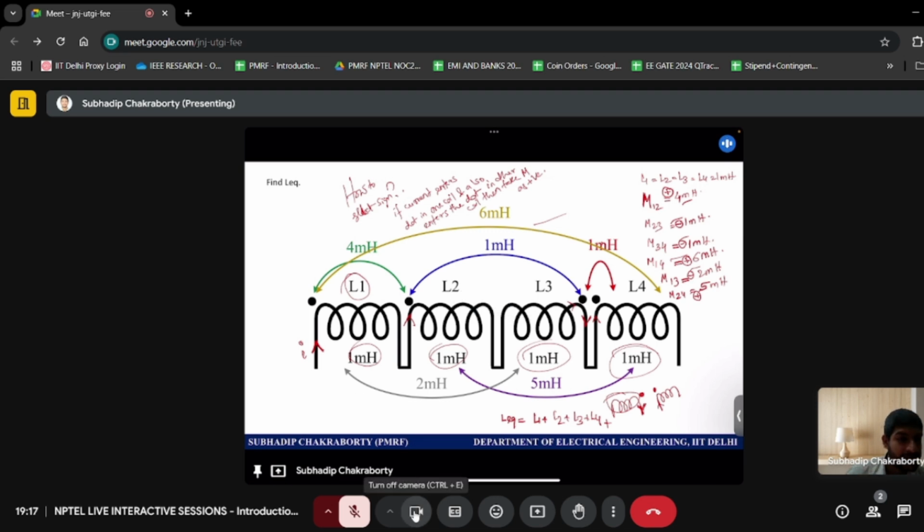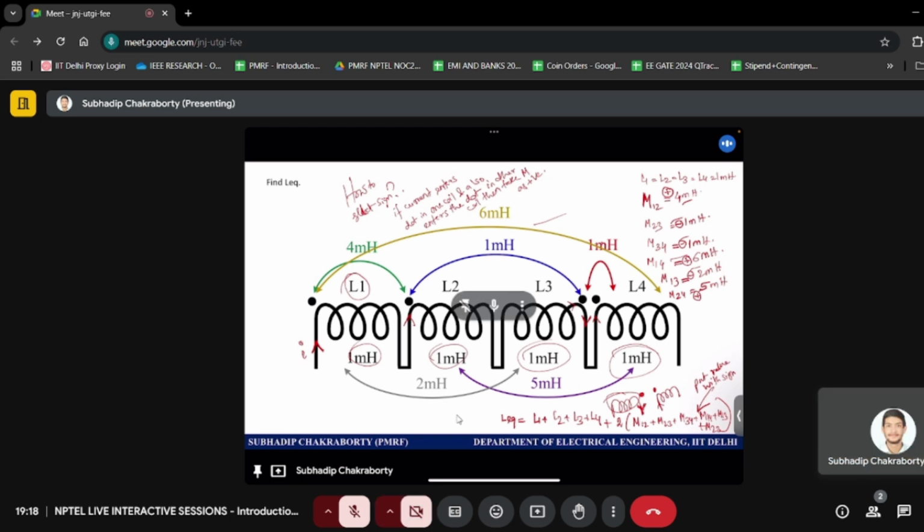plus now the mutual, 2 times M12 plus M23 plus M34 plus M14 plus M13 plus M23 with the signs. Put value with sign. Okay. Put and tell me how much is it coming.